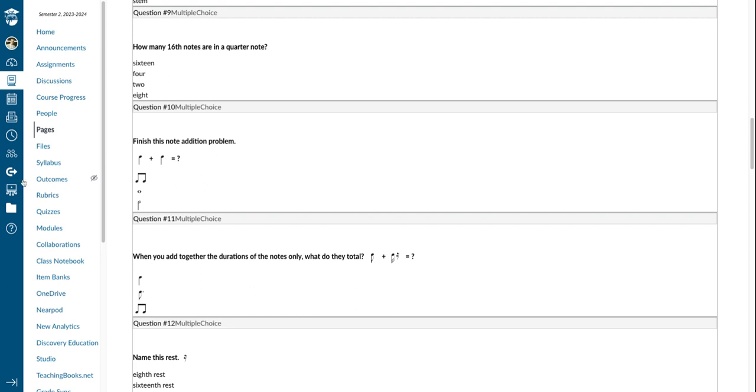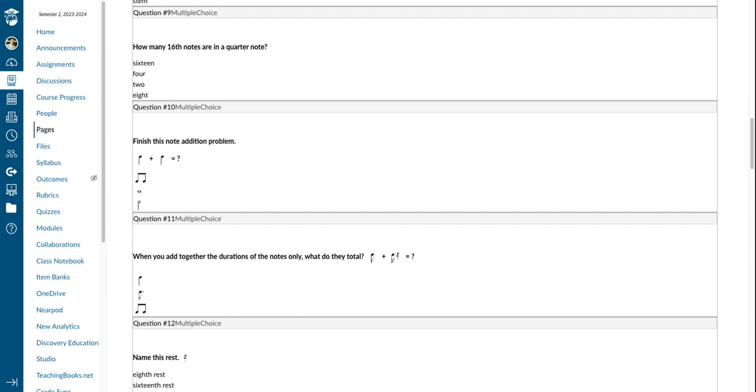Finish this note addition problem. A quarter note plus a quarter note equals what? So first you have to know a quarter note gets 1 beat. So 1 plus 1 obviously equals 2. You have to know what equals 2 in music, which is a half note, which would have a note head that is not colored in with a stem.